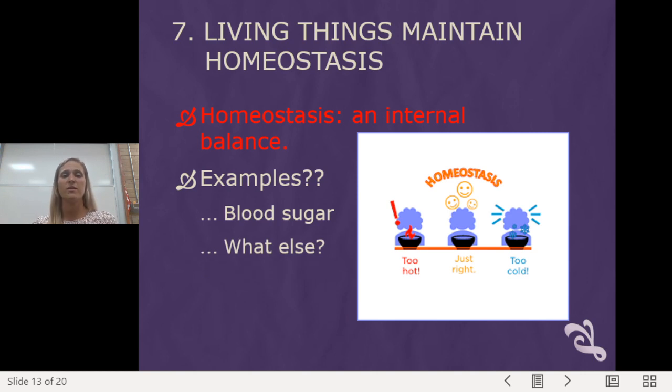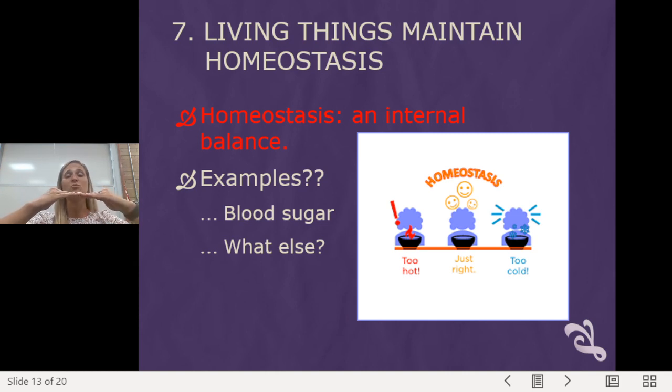Another example that I can give you is the thermostat in your house. I mean, it's not a living example, but it can be similar, right? So the thermostat in your house, you have a set point. Let's say I set mine to 70 degrees. And if it gets too hot, if my thermostat says now it's 75 degrees, what's going to happen? It's going to turn on my air conditioning and cool my house down back to 70 degrees, back to the homeostatic point that I want to be at.